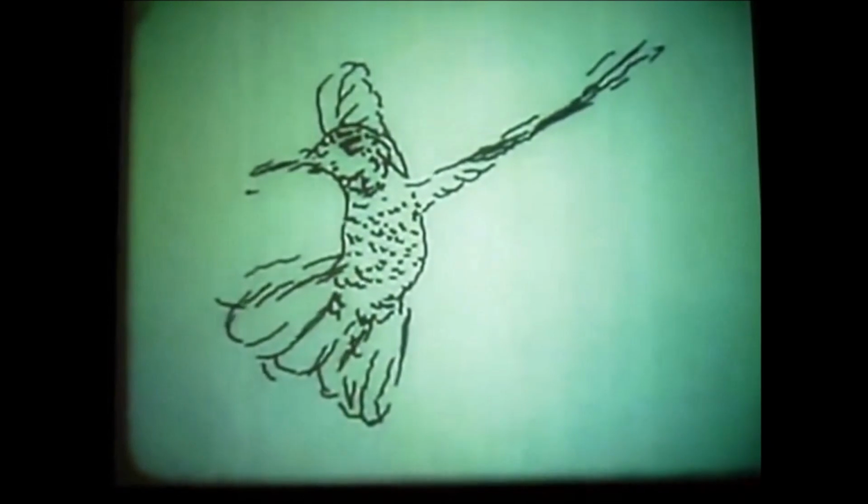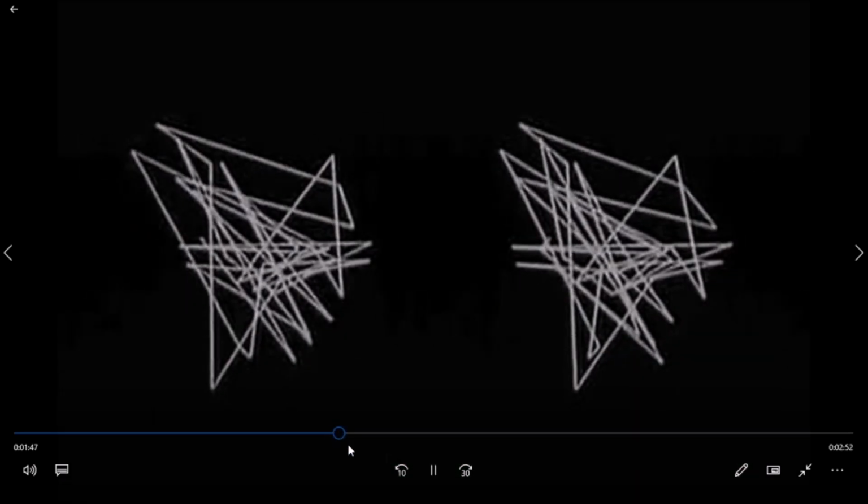Look at the technology here used to split up this image on one screen. This is crazy. This is very impressive. And you've got to remember, this is 1967. Look, he just split up that hummingbird. That's really cool. Okay, what else we got here?